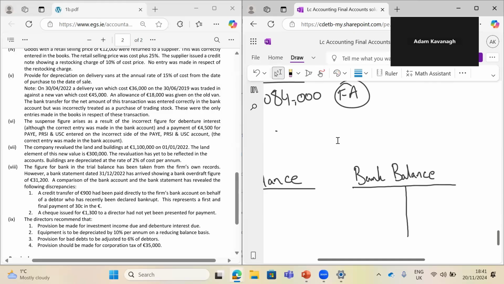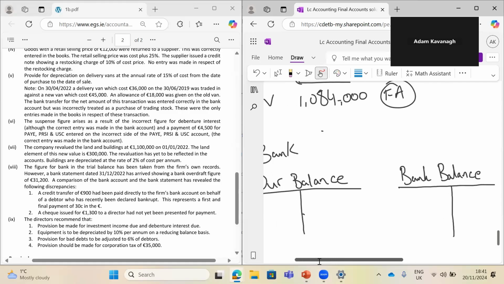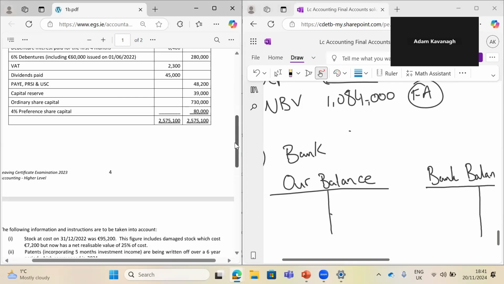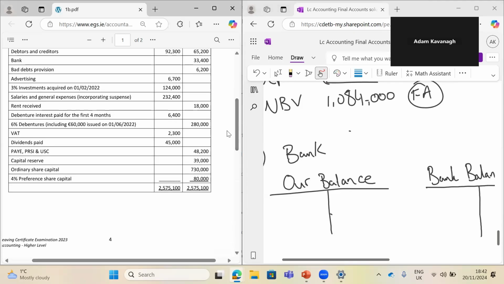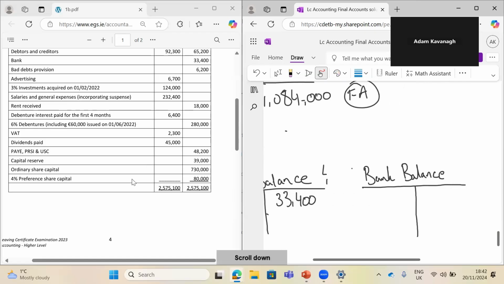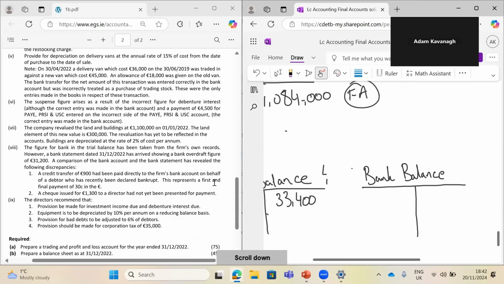Okay, so to consider this part of the question, we need to think, well, what did we know about in terms of these transactions and what did the bank know about? So first, we're just going to put our bank balance in. So our bank balance is taken from the trial balance, which is 33,400. It's on the credit side, which means it's a liability. Remember, we have liability and income, and this side here is assets and expenses. Okay, so we have 33,400, and the bank statement which arrived shows 31,200 of an overdraft, which means it's on this side.